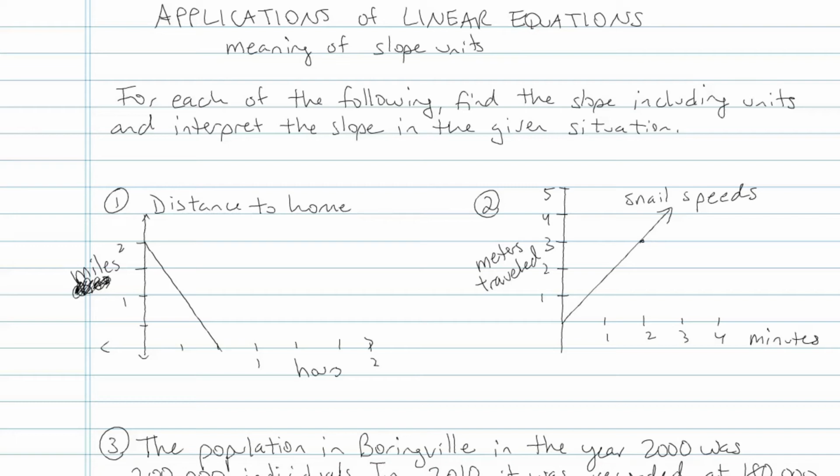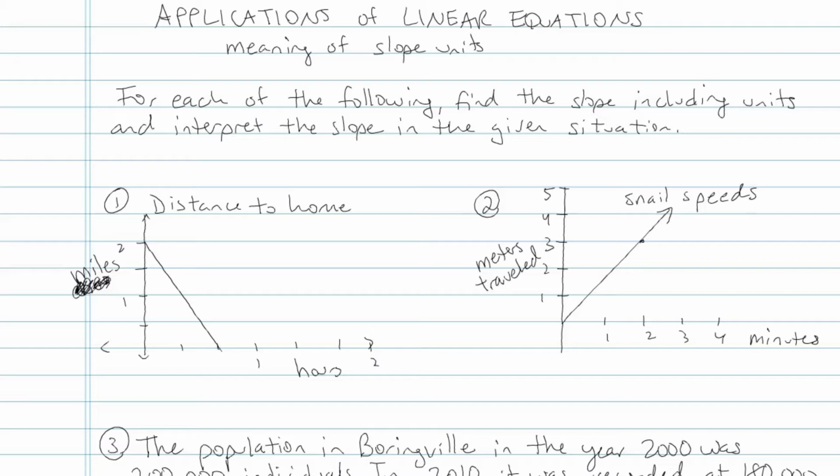We're going to be talking about word problems and what the slope means and why it's important in the context of word problems. We're going to be looking at some graphs to begin with, and then a word problem in example number 3, and talking about what the slope means.